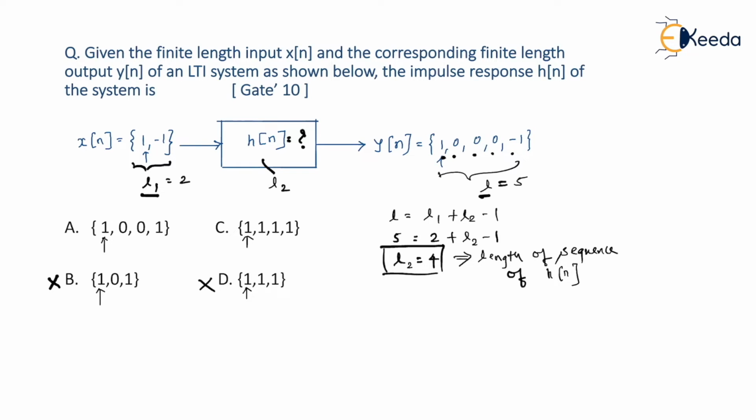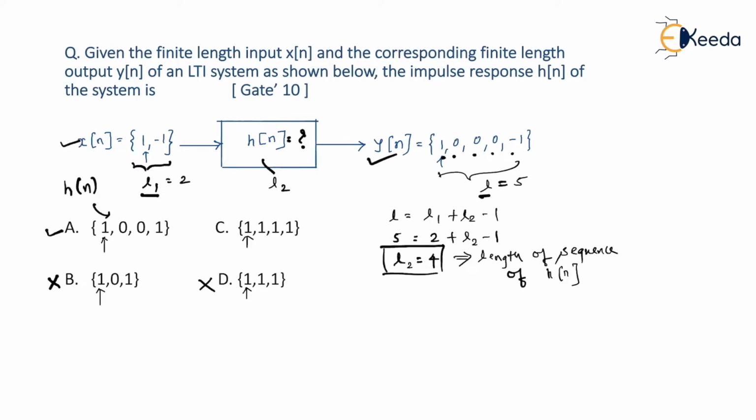So what we'll do is try option A. How to try option A? You assume that option A is the correct option. So assume that x of n is given, and assume that this is h of n, and try to get y of n, and see whether you get the same y of n or not. If not, then option A is wrong, and option C must be the correct option. So let us try option A.